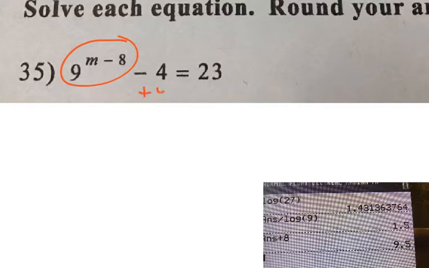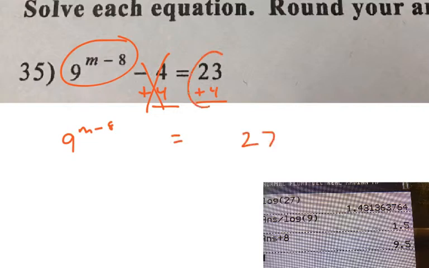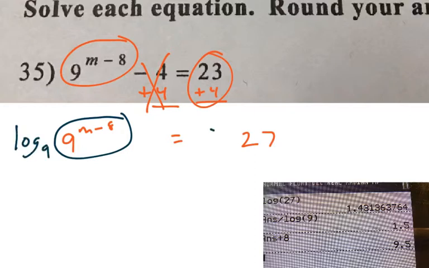So the first thing we're actually going to do is add 4 to both sides. With a minus 4 gone, now I have 9 to the m minus 8 equal to 27. 23 plus 4 is 27. Now what? Well, now that this 9 power is by itself, I can now do log base 9 on both sides. Just like any equation, you want to do the same thing to both sides, correct? And the log base 9 kills off the 9 power base right there.